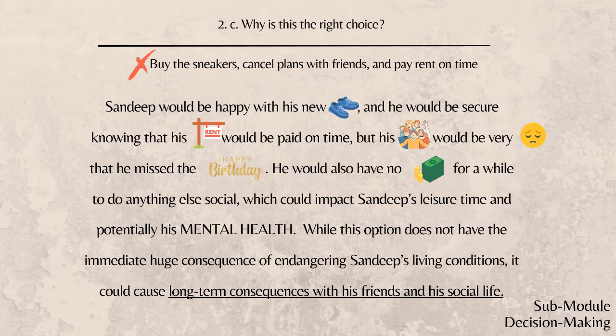If Sandeep had bought the sneakers, canceled plans with his friends, and paid rent on time, Sandeep would be happy with his new shoes, and he would be secure knowing that his rent would be paid on time. But his friends would be very disappointed that he missed the birthday dinner. He would also have no money for a while to do anything else social, which could impact Sandeep's leisure time and potentially his mental health.